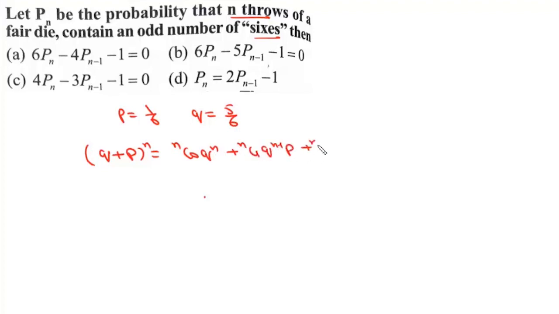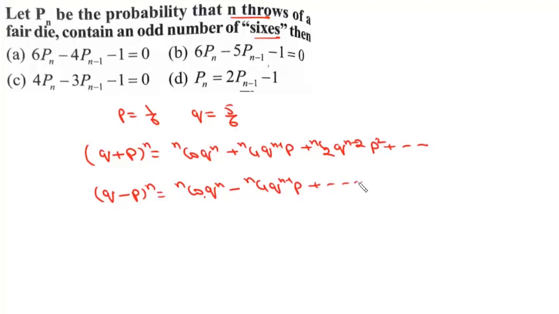Now here the question is, let Pn be the probability that n throws of a fair die contains an odd number of 6s. Now the probability of getting a 6 is 1 by 6, and the probability of not getting a 6 is 5 by 6. If we throw n dice, then we can write (q plus p) to the power n as nC0 q to the power n plus nC1 q to the power n minus 1 p, nC2 q to the power n minus 2 into p square, and so on. And (q minus p) to the power n will be nC0 q to the power n minus nC1 q to the power n minus 1 p, and so on and so forth.